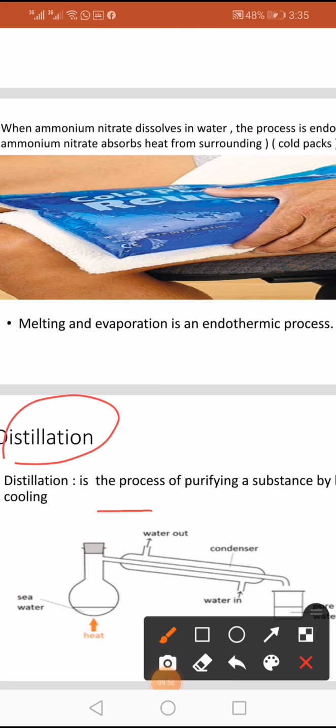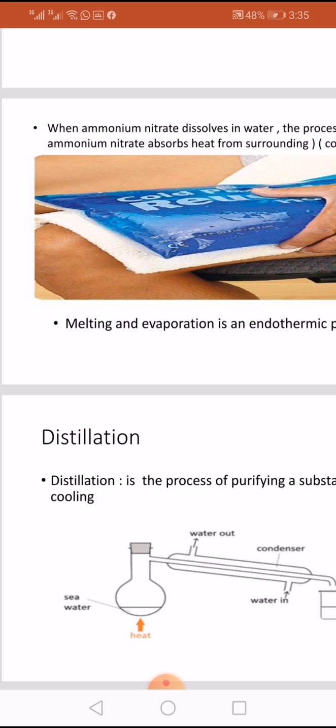Last one, distillation. What is meant by distillation? Distillation is a process of purifying a substance by heating and cooling. If we have unpurified water, water that may contain insects, bacteria, sand, and other materials, and you want to purify this water, we use a process called distillation.